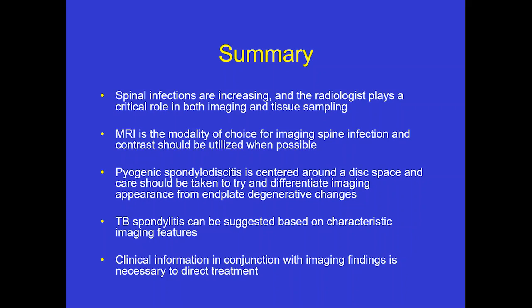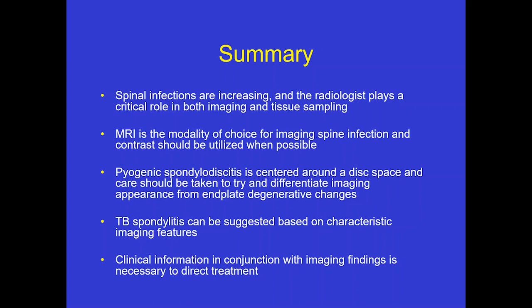Pyogenic spondylodiscitis is centered around a disc space. Care should be taken to try and differentiate imaging appearance from end plate degenerative changes. So remember integrity of the end plate either on your T1 weighted images or your CT. The psoas sign, or the involvement of the paraspinal soft tissues, and then the claw sign if you're getting routine diffusion weighted imaging, or adding diffusion weighted imaging to your MR protocol when evaluating infection.